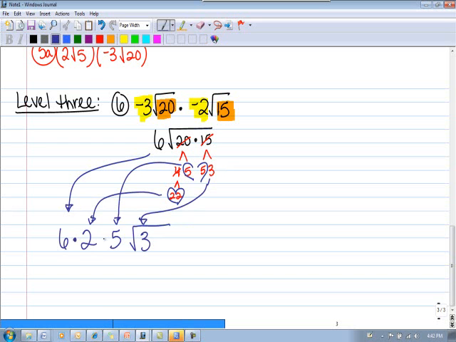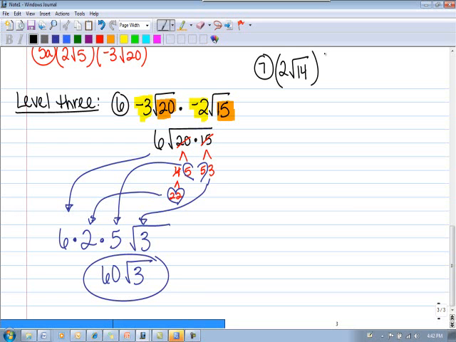Multiply all those numbers outside. So 6 times 2 is 12, times 5 is 60, and then in at home, I have a 3. So my final answer is 60 radical 3. Let's do one more like that, and then I'll give you an example one for you to try, and we'll be all done. So 2 radical 14 times negative 3 radical 35.